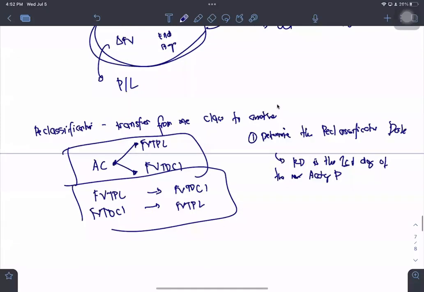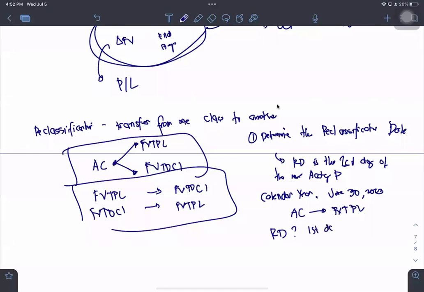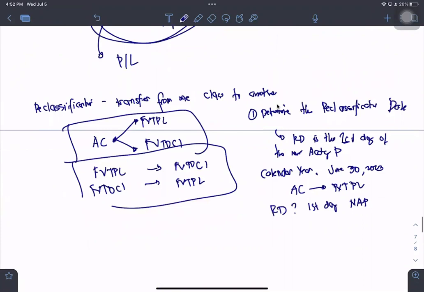So let's say, for example, you are using calendar year. On June 30, 2023, you reclassified from amortized cost to FVTPL. When is the reclassification date? That is the first day of next accounting period. And when is our next accounting period? Our next accounting period will be next year. That is January 1, 2024. So this will be your reclassification date.